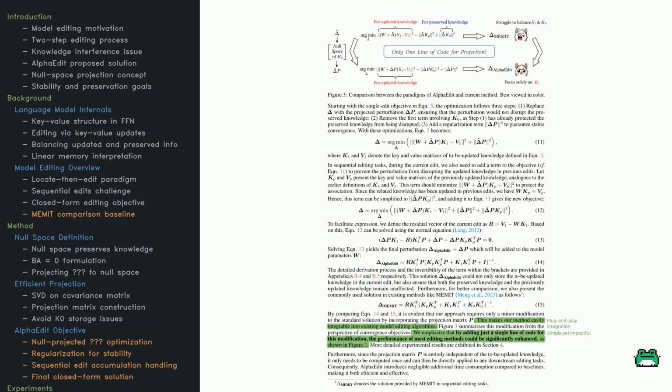But there's more. Sequential edits can interfere with each other. So AlphaEdit adds another term, equation 12, to protect prior edits. Then, it computes a residual, the gap between current and desired outputs, and solves a linear system for the optimal update, equation 14. Compare this to MEMIT's solution, equation 15. It's more complex because it's still wrestling with preservation. AlphaEdit? It's already handled. That's why it's so lightweight. Just one line of code to plug into existing methods.